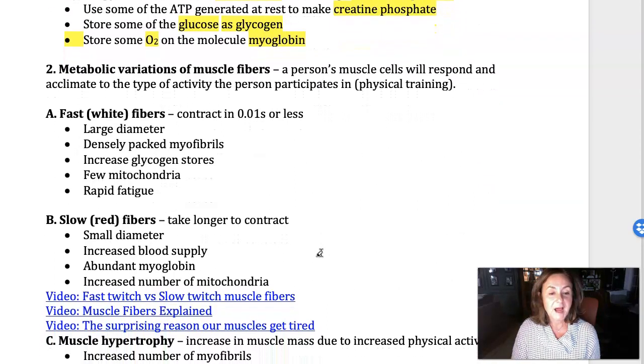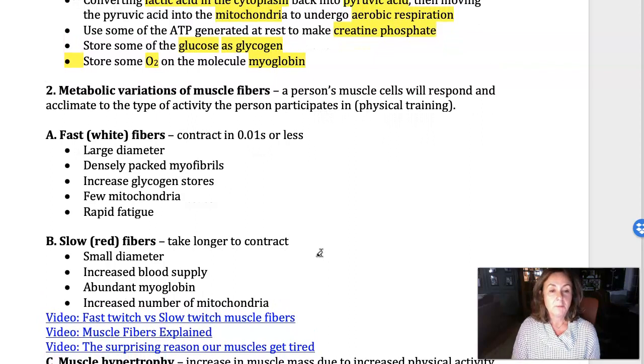So depending on how we use our muscles, we will start to train our muscles for our activities, which is part of physical training. If you train to run a marathon, an endurance type of sport, that's very different from, say, weightlifting. And so the variance in how we use our muscles will start to train the muscles. The muscles are actually going to acclimate to the type of activity the person participates in.